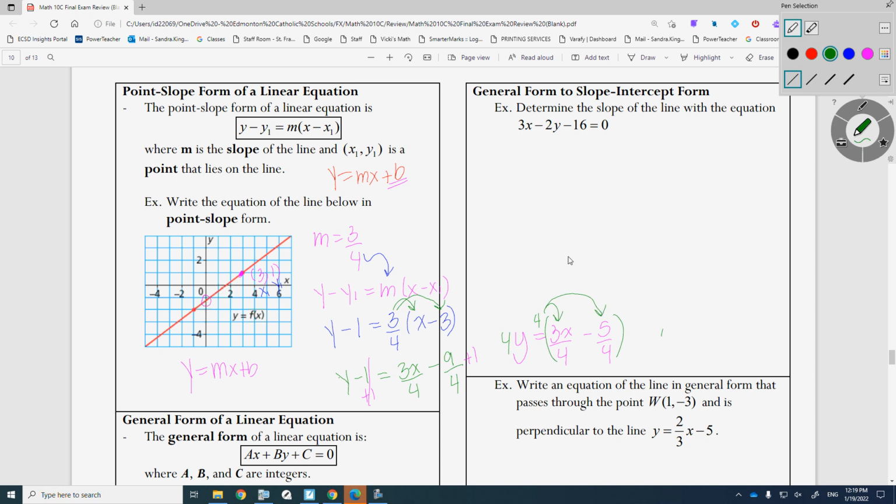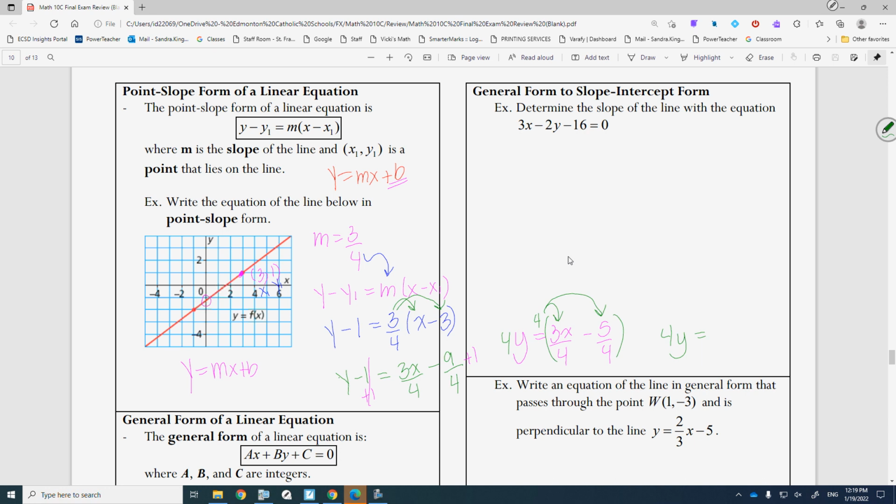You would have 4y is equal to 4 times 3 over 4, which is 3x minus 5. And then from here, in general form, do you want me to go left or right? Right. That 3 is positive, keep it there. So subtract 4y from both sides, and you'll get a final answer of 3x minus 4y minus 5. That is the answer in general form. Those are the 3 equations of your line.